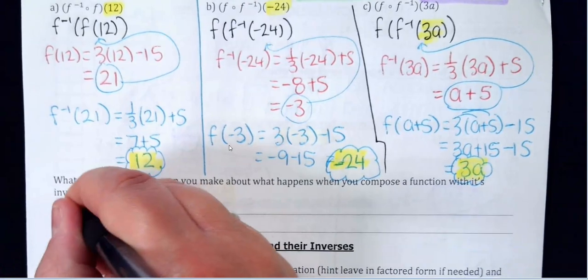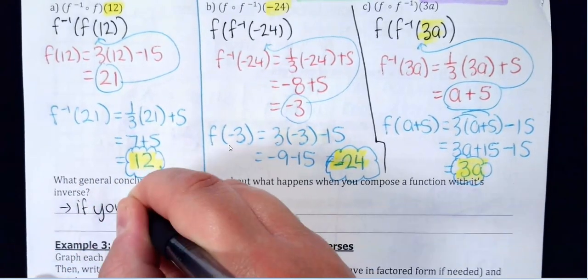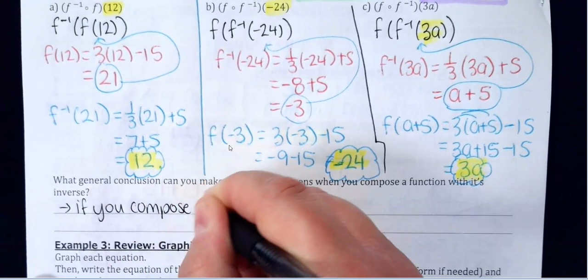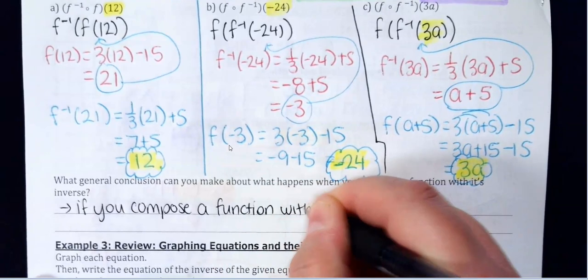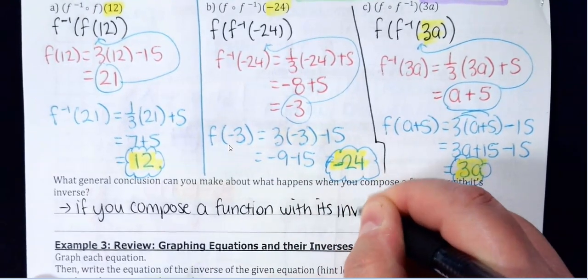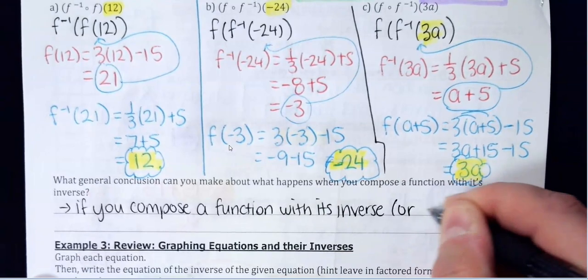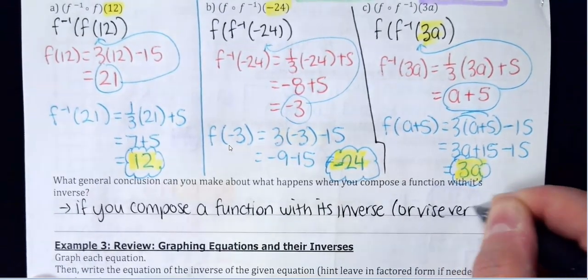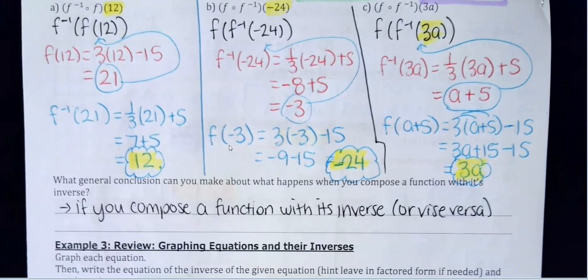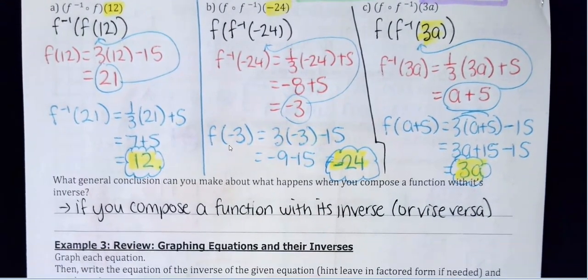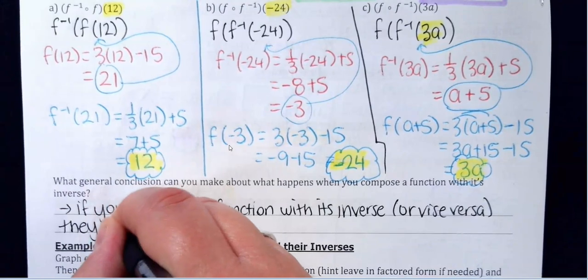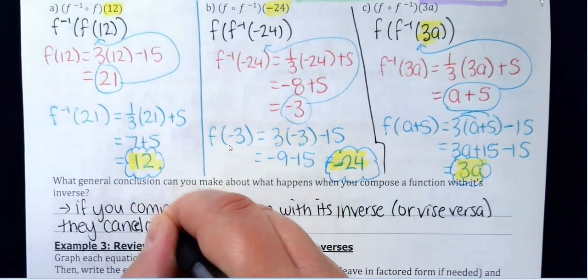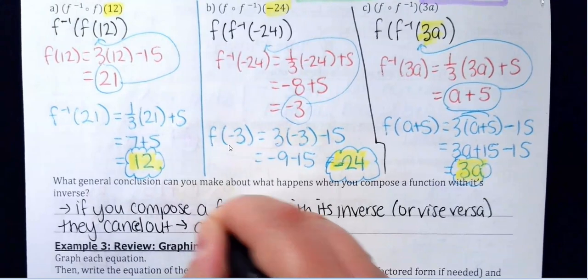So if you compose a function with its inverse, or I'm going to write vice versa, because if I switch that, like if I do the inverse composed with the function, you saw it works both ways. If you compose those two things together, they cancel out, and they just give you whatever you plugged in.